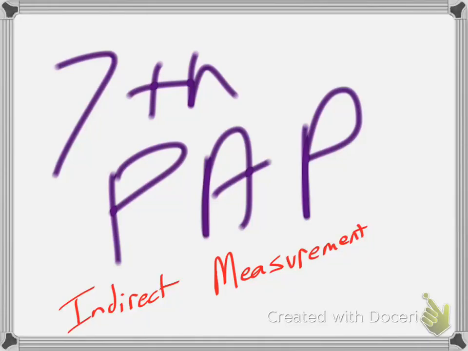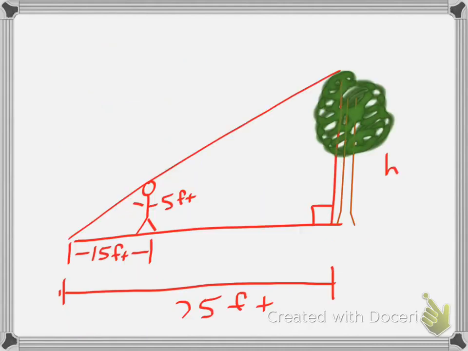Alright, 7th grade pre-P, we're going to be doing indirect measurement. Now this is nothing different. It's just applying it to a different situation. We're doing similar figures, just slightly different. But it's the same process. Here, let me show you.